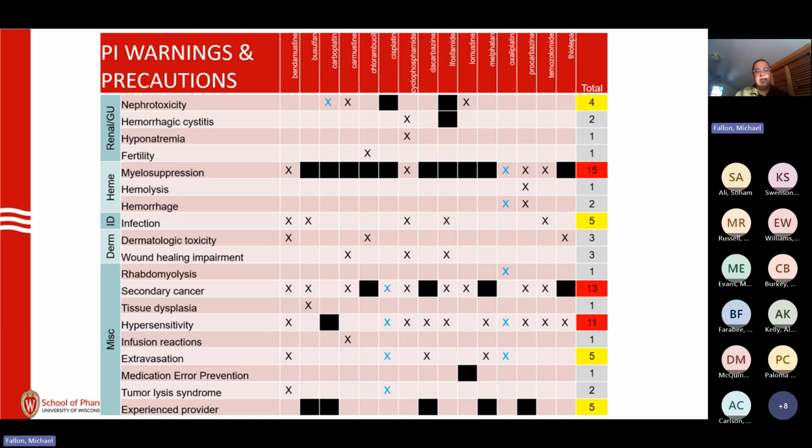And then on the bottom, you'll see black box warnings for experienced provider, and there's any number of reasons for that. Oftentimes, patients have to be hospitalized to safely administer these drugs. And then finally, the medication error prevention is lomustine wafers, which are really given every 6 weeks, or oral too. And so there's been errors with patients getting refills and taking that more commonly than every 6 weeks. So that's the black box warning there.